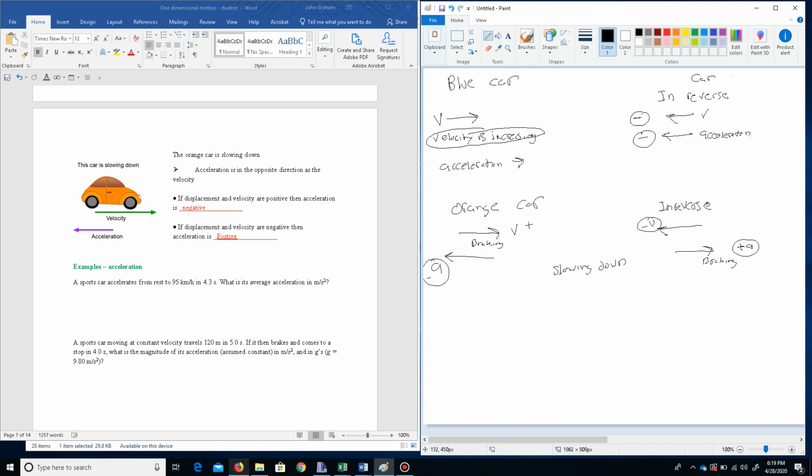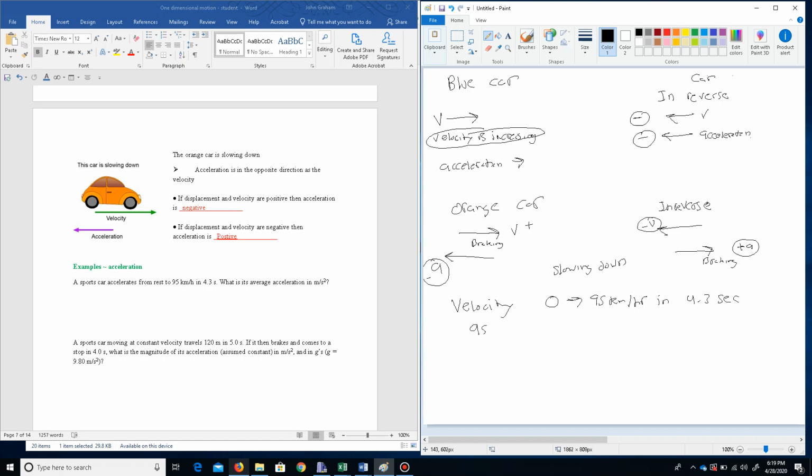Alright, so let's get to an example. We have a sports car that accelerates from rest to 95 kilometers per hour. So the velocity goes from 0 to 95 kilometers per hour in 4.3 seconds. Right, so I want to switch this to meters per second first.